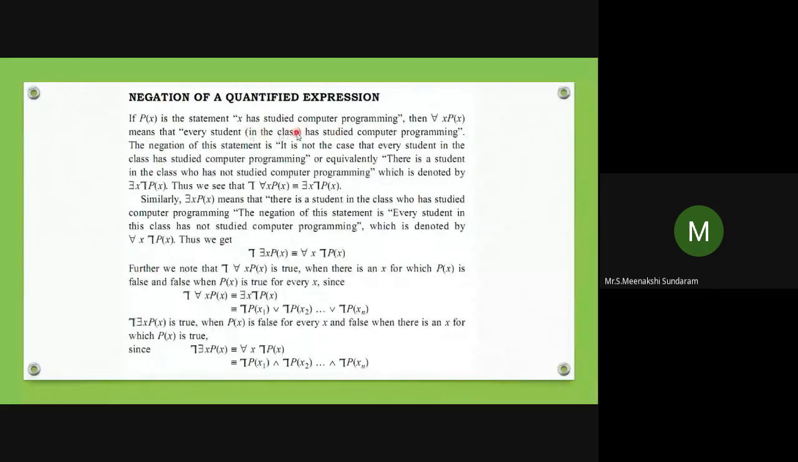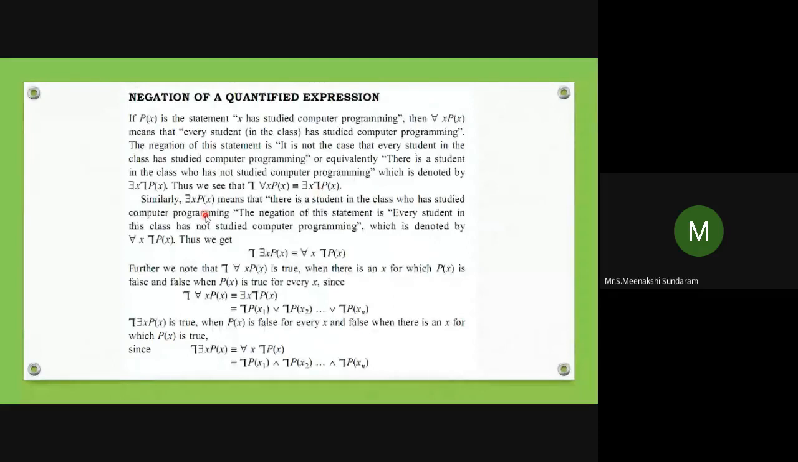So who has not studied computer programming, that is the negation of p of x. Thus we see that the negation of for all x p of x, every student in the class has studied computer programming, converts into there exists x, and we also bring the negation to the predicate, negation of p of x. So both of the values are the same. Negation of a universal quantifier is an existential quantifier. Negation of an existential quantifier is a universal quantifier.